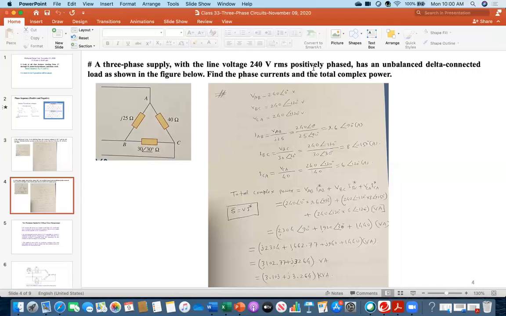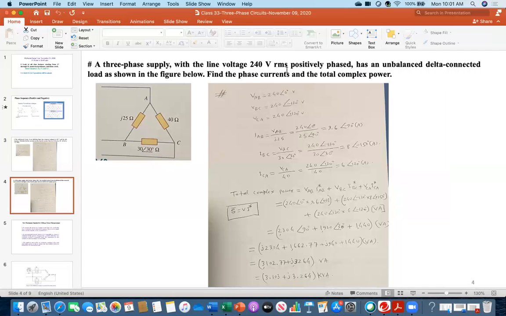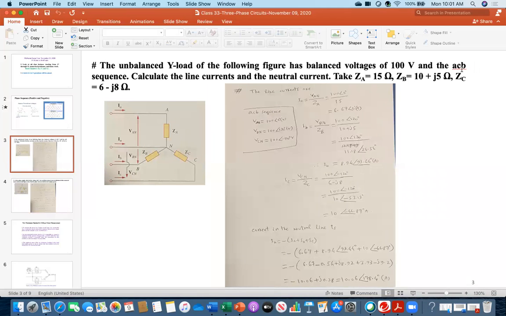So here is one important thing. It is mentioned 240 volt RMS positively phased. So positively phased means follow the positive phase sequence, which is this one: first A phase, then B phase minus 120, then another minus 120 C phase, or in other words, anticlockwise plus 120. That is the difference between the ABC or ACB phase sequence. So based on that, first I wrote this one. Similarly, in the previous problem, based on the ACB phase sequence, at first I defined those voltages. The phase sequence will determine your proper sign and which phase is coming first.